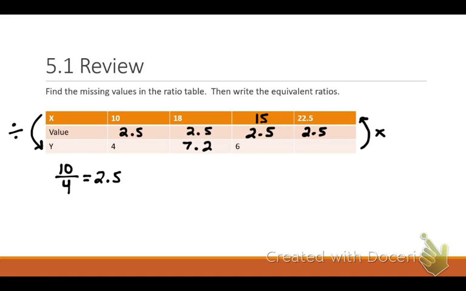I'm going from top to bottom. What do I have to do? Divide. Zaria, what's 22.5 divided by 2.5? 9. 9 is correct.